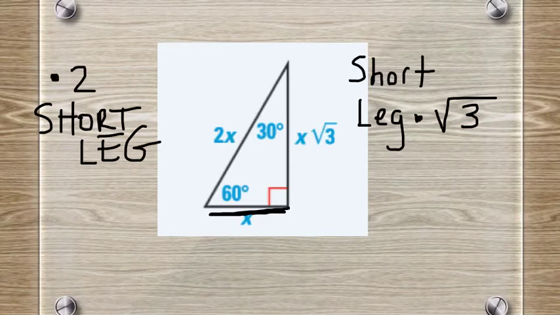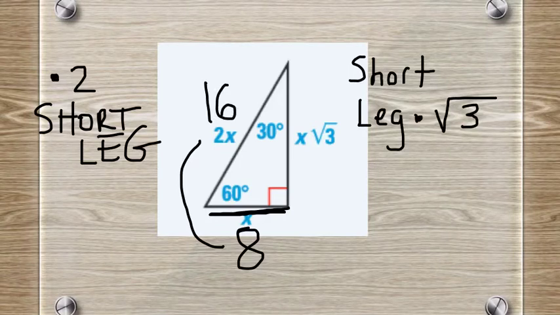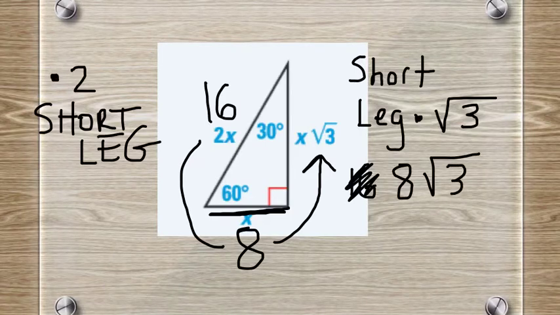So for example, let's say the shortest leg was 8. Well, the hypotenuse would just be 16. The longer leg should be 8 radical 3. It's the short leg times radical 3.